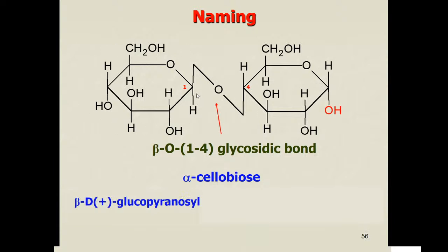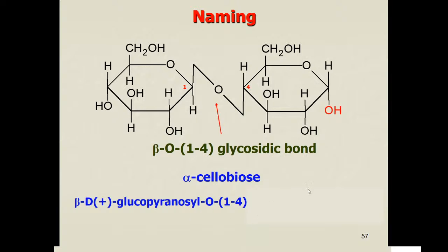The first monosaccharide unit we use as a prefix, and it has the same name it had as a monosaccharide, with a change in its suffix. If you remember, when an alcohol, methanol or ethanol, loses the OH group, it gets the suffix -yl. Methanol becomes methyl, ethanol becomes ethyl, when the OH group is lost. Here it's the same case. It was glucopyranose, it becomes glucopyranosyl. But it's still beta, it's still D plus, it's still glucopyranosyl. Now we need to show where this monosaccharide unit is bonded.